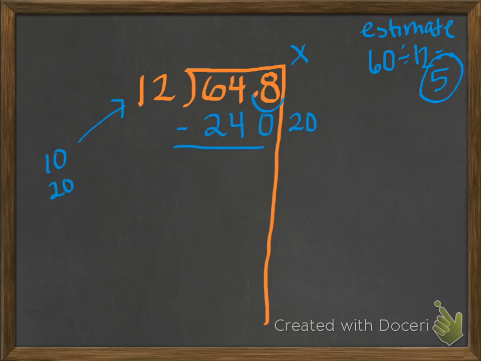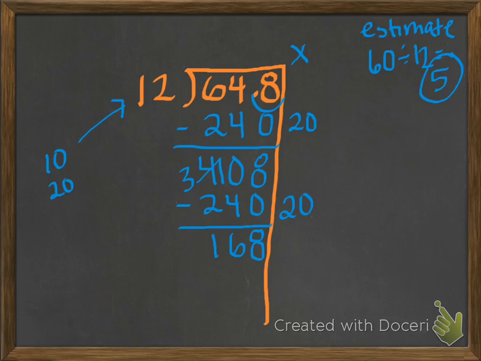240. Let's see how many I have left. 408. I see. I could do that again. Let's do another group of 20, 12s. How many do we have left? Oh, we have an 8 in the ones place. 0 minus 4. Can I do that? Nope. I have to borrow. 10 minus 4. Now I can do it.